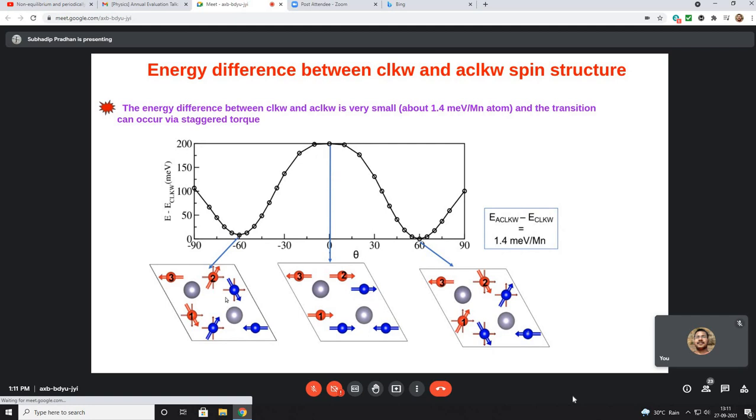But for this structure, the energy difference between that structure and that structure is very small, in the order of 1.4 millielectron volts per manganese atom. So the energy difference between these two structures is very small. So we can conclude that there can be a spin orbit staggered torque, which is doing the job of transitioning from this structure to that structure. So this is the result from the first initial calculation.